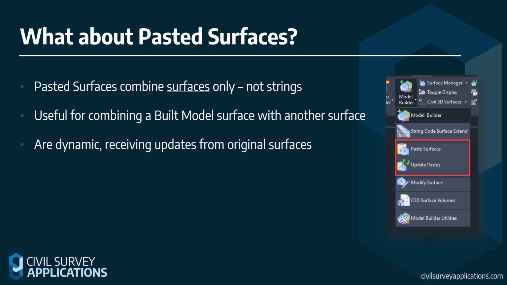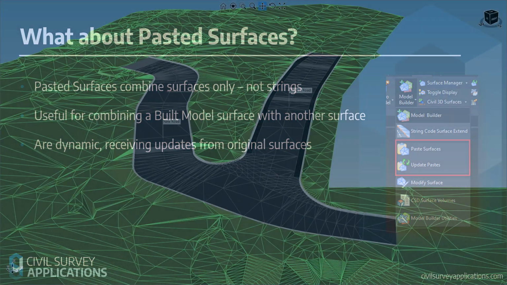Profile strings, for example, don't generate a surface. So you'd need to use Model Builder. The good thing about pasted surfaces is, though, that they are dynamic. So if your built model, which is using different strings, such as maybe the one we're doing today, receives any updates design-wise, your pasted surface can also be updated. So the whole entire thing can be dynamic from start to finish.